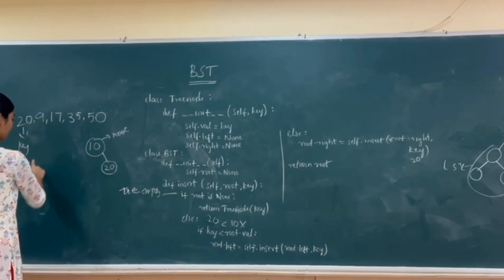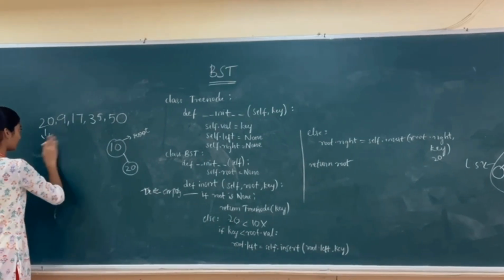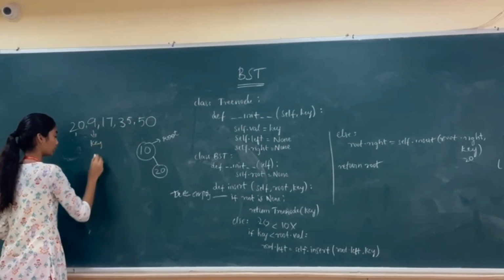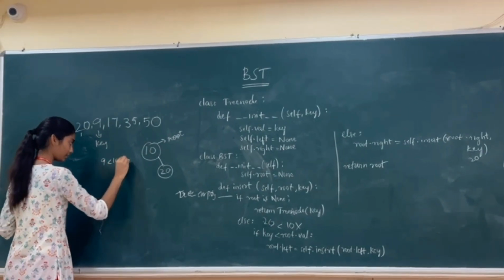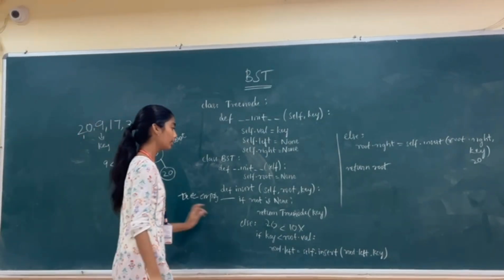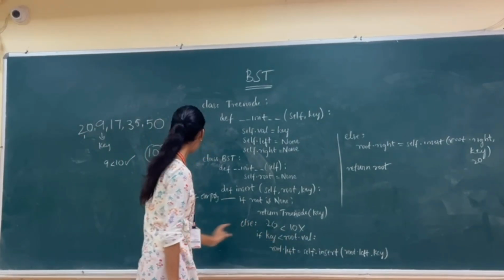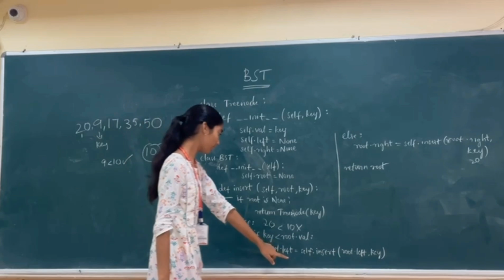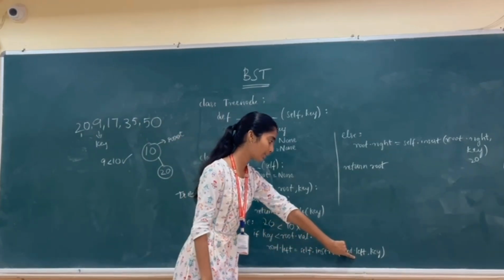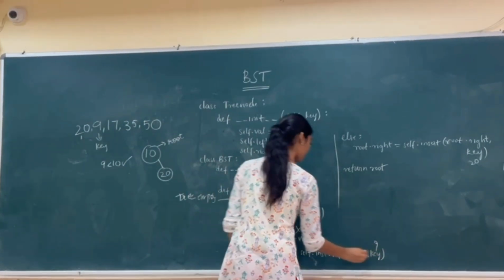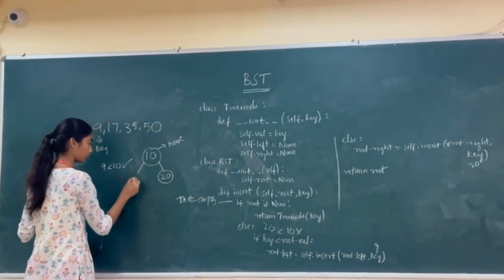And our next element is 9. This is now the key. Is 9 less than 10? This condition is true. Now we go to this insert. We insert this 9 on the left side, so we travel to the left, and here the element is 9, so we insert it to the left of the root.